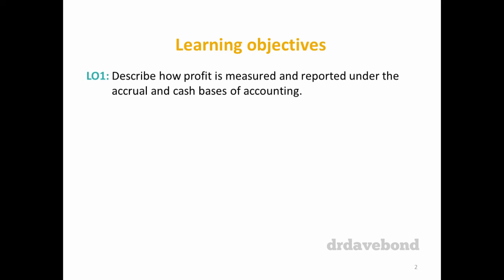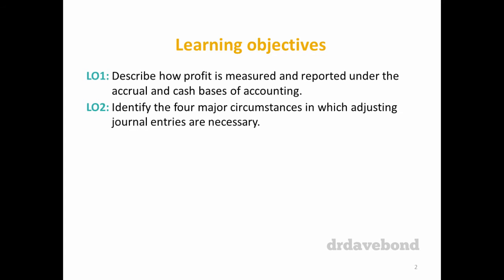So where we're going specifically is to describe how profit is measured and reported under the accrual and cash bases of accounting, which we all pretty much know at this point. Identify the 4 major circumstances in which adjusting journal entries are necessary. And adjusting journal entries become necessary primarily because there is a separation between when money changes hands and when revenue is earned or expenses are incurred. Those are the two things which really drive that.